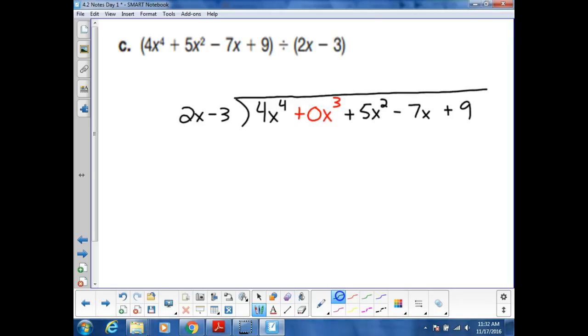The x cubed is not in the function, because what is 0 times anything? 0. Plus 0 of anything doesn't change anything, right? You know what I mean? So that's why we can put 0x cubed in there. I would not put in x cubed, because that's adding a term, and now I've changed my function. It's got to be 0x cubed.